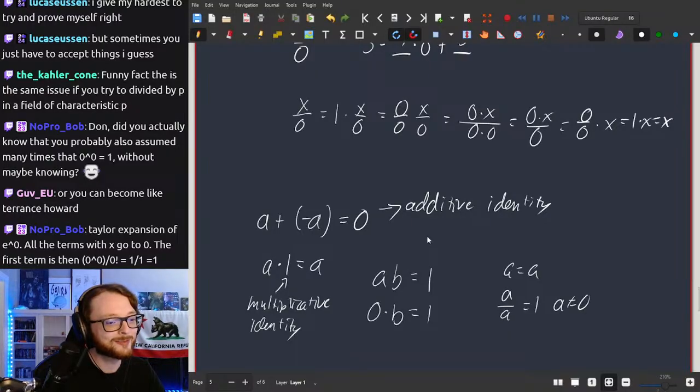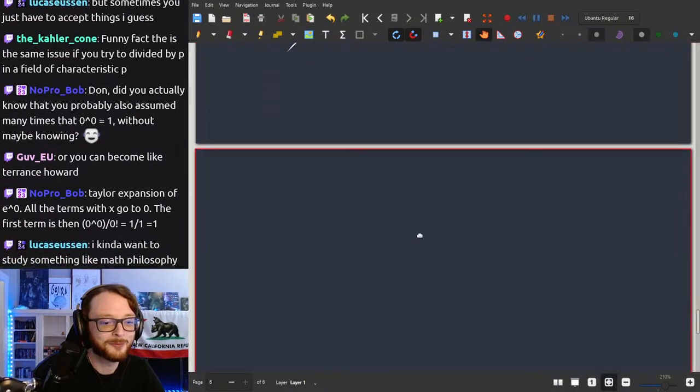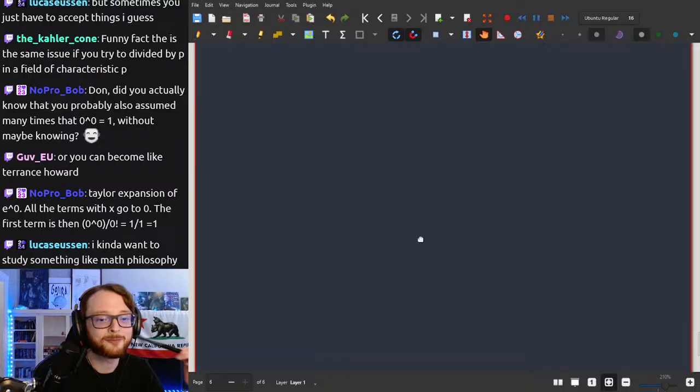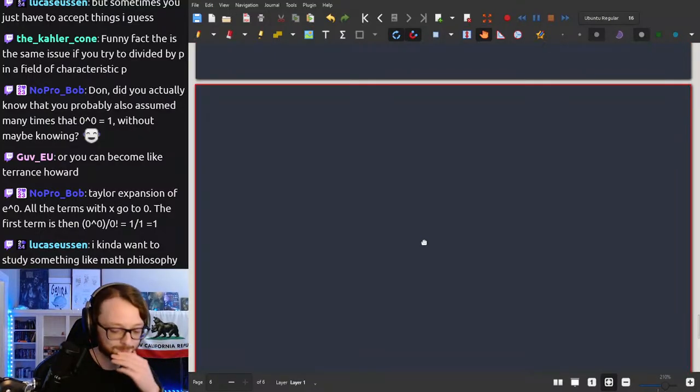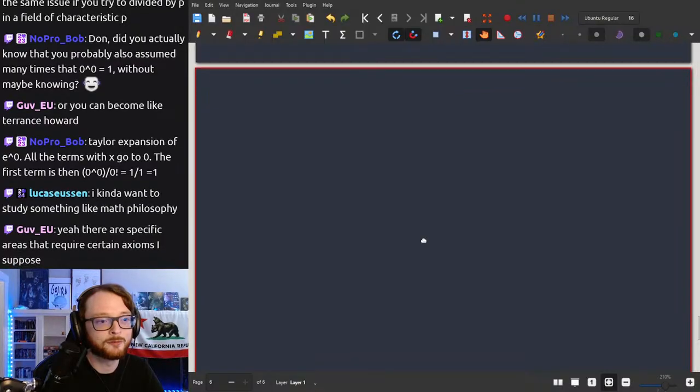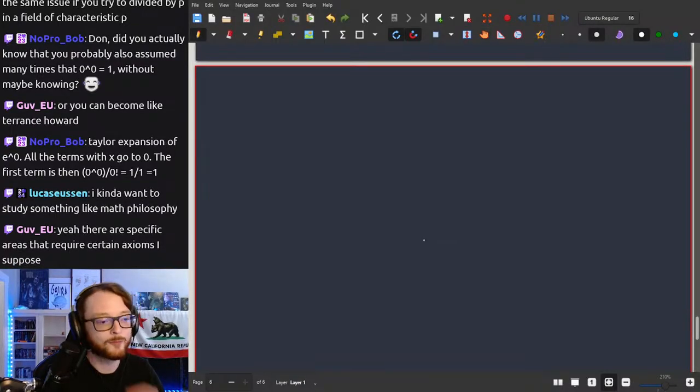Taylor expansion of e to the 0. What? It's in math philosophy. Ooh, that's cool. A lot of mathematicians have been philosophers also.